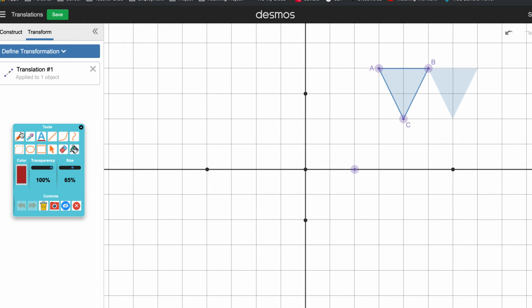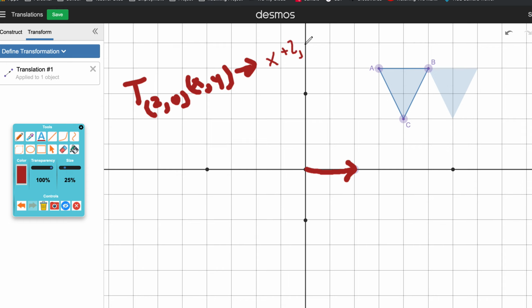Well, if I look specifically at what's going on here, my vector was from here to here, which would be 2 units, just in the x direction. So in general, what I've done is a T of (2, 0) on (x, y), which would cause me to go to (x plus 2, y), since I wouldn't bother writing y plus 0.